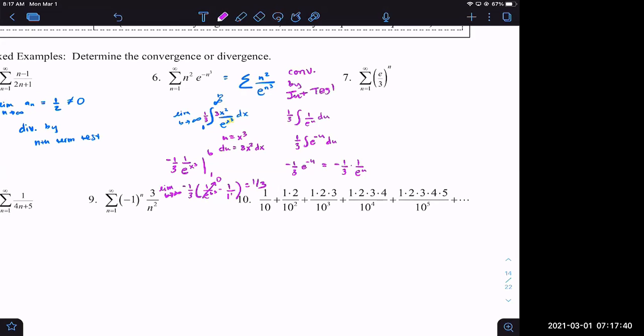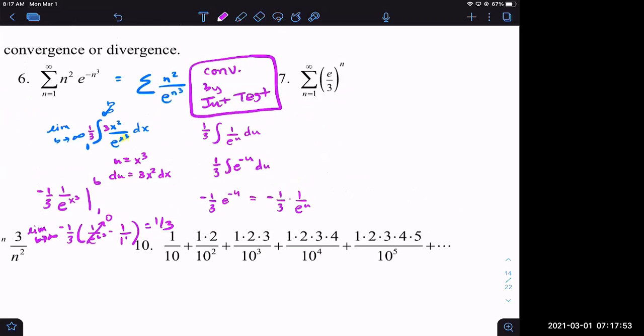So you can see why it's my least favorite one. But when it is set up to do a u sub like that, I would do it. So I only do that when it's pretty obvious that a U sub could end up working. Okay, what do you think about 7?